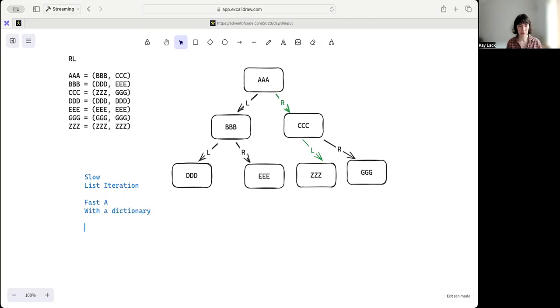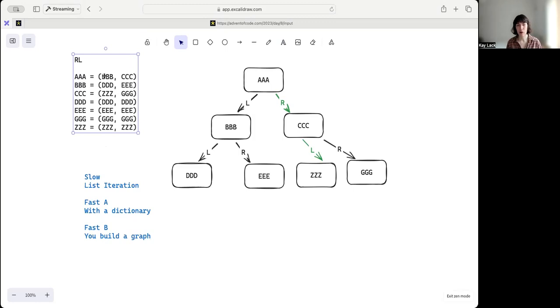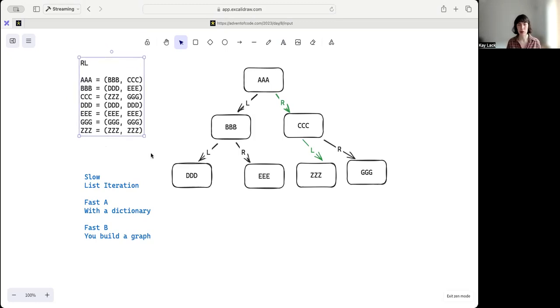And then there's fast B, which is where you build a graph. You actually create an object A, which is a pair of references to other cells. So no dictionary, and you build a sort of graph proper.